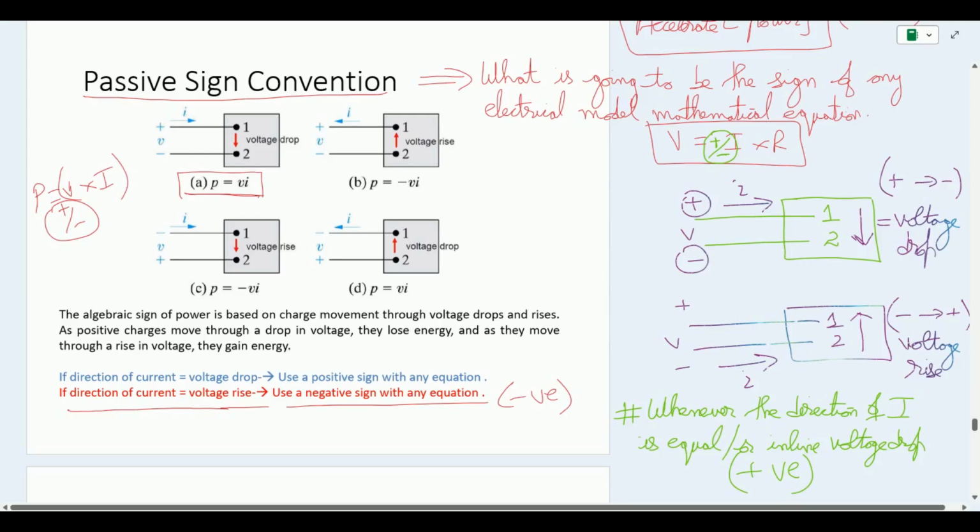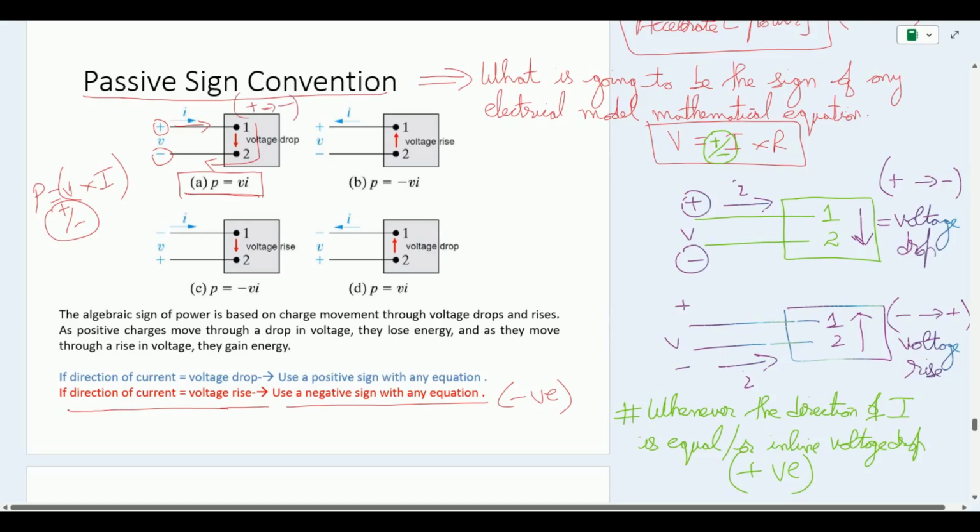Here we can see that we have a positive polarity at terminal 1, negative polarity at terminal 2, and the current is moving in this direction, which is moving into positive terminal 1, and it is now taking the path from 1 to 2 and coming back over here. This means that it is in line with the voltage drop, which is from positive to negative.